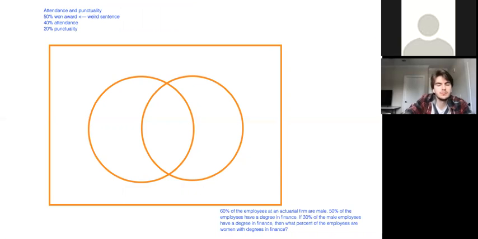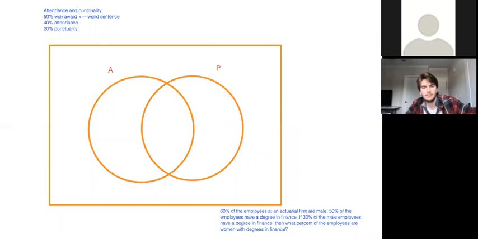One of the best ways to tackle a problem like this is using a Venn diagram. So we're going to put attendance here. I don't like that color. Let's change it to red. We'll put attendance here. Let's do this a little bit bigger as well. We'll do A for attendance and P for punctuality. Sound good?